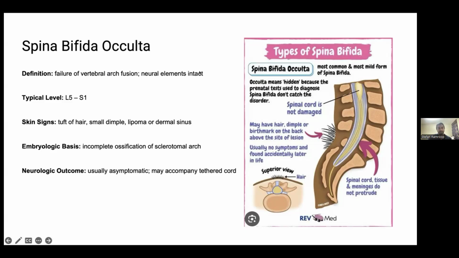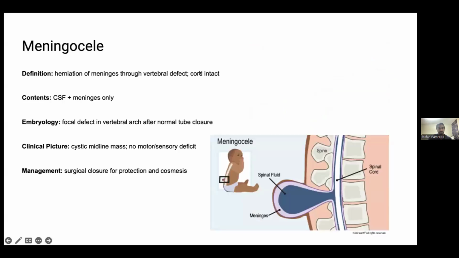Externally, you might notice subtle cutaneous markers, so that could be a tuft of hair, a small midline dimple, a dermal sinus tract, or a subcutaneous lipoma. Most patients are asymptomatic, but these surface clues are important because occasionally there could be a tethered cord or intradural lipoma underneath. So in neurosurgical practice, any midline lumbosacral skin lesion, no matter how small, should be imaged. An occult defect can still tether the cord and produce progressive neurological symptoms that could occur in later childhood.